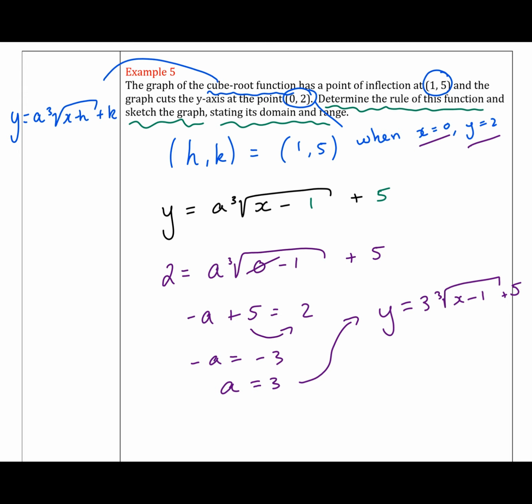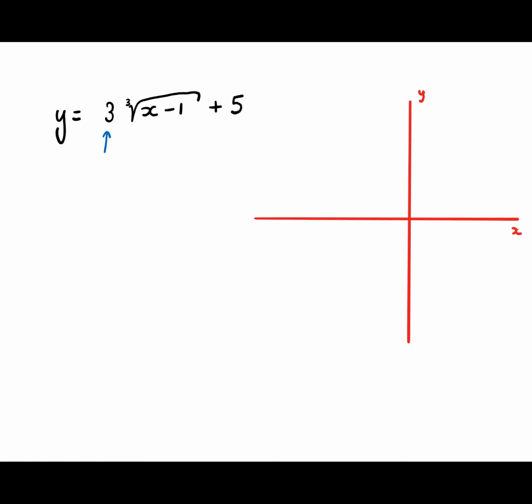We also need to sketch the graph and state the domain and range. So in order to do this, I'll jump back into the whiteboard app. So we know we've got a nice positive shape. This is just going to look like that elongated S, with a point of inflection at 1, 5. It's certainly going to go up and over, but I need to know if it will go this way or if it goes further down.